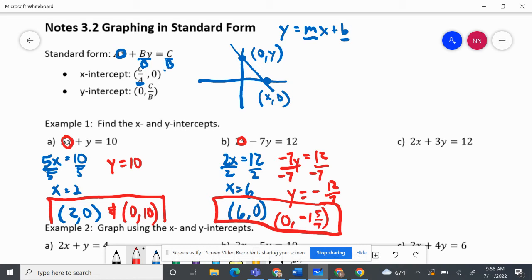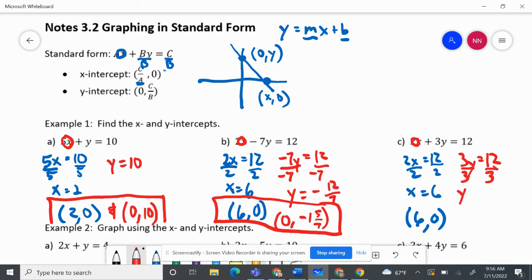Now for the next one, what I want you to do is pause the video and try that on your own. So looking at letter C, in order to find the x-intercept, we plug in the 0. 2x equals 12. We divide it by 2. x is equal to 6. So that would be 6, 0. And then when we're finding our y-intercept, we plug a 0 in for the x. We get 3y equals 12. We divide it by 3. y is equal to 4. So I have the ordered pair 0, 4.